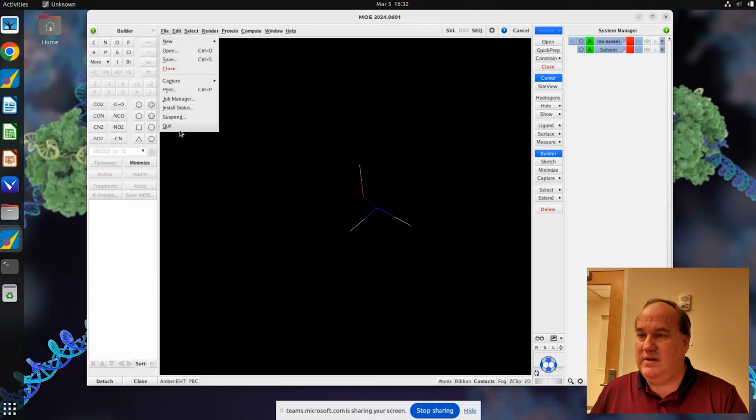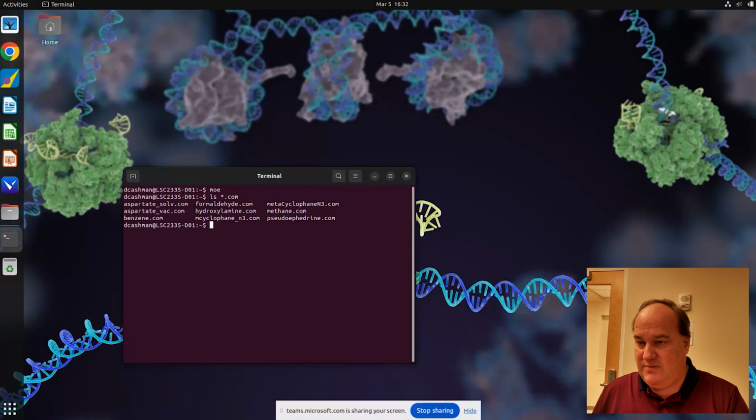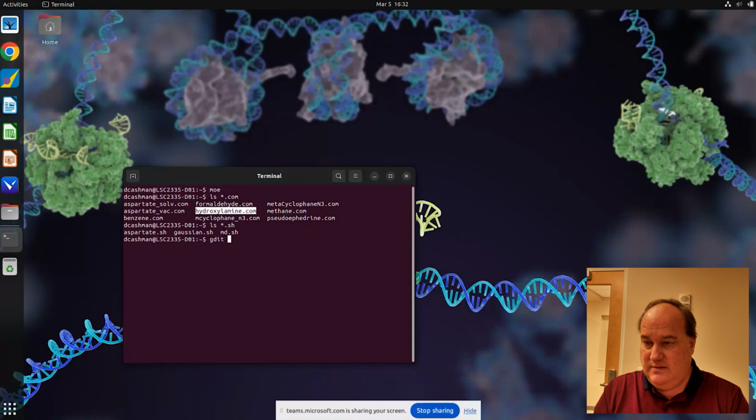So I can get out of Mo. I don't need Mo anymore. We're going to look at my com files. So I've got a few others, but here's formaldehyde and hydroxylamine. And now what I can do is I'm going to get a program, and let's just use gedit to make Gaussian.sh.